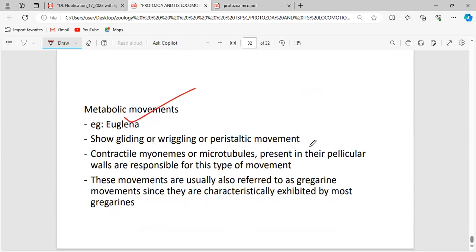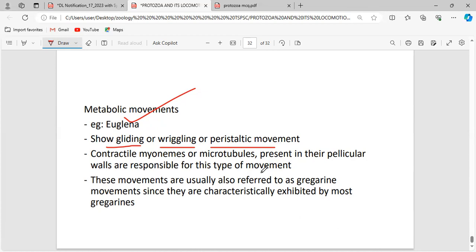As everyone knows, protozoans have a pellicle in the ectoplasm, and this pellicle is composed of proteinaceous stripes. It is supported by the dorsal and ventral microtubules. When these stripes slide past each other, the movements can be exhibited. Putting it simply, it shows a gliding or wriggling or peristaltic movement. These are all other names of this metabolic movement.